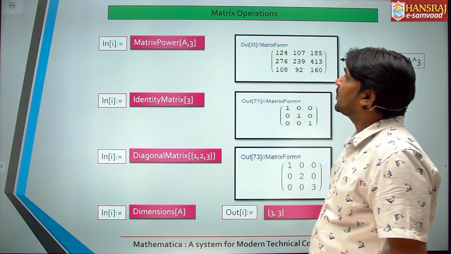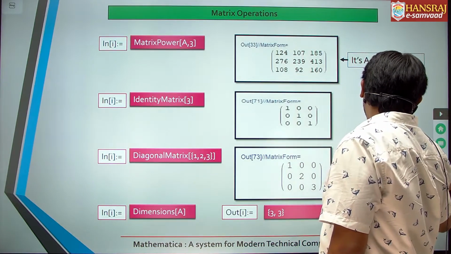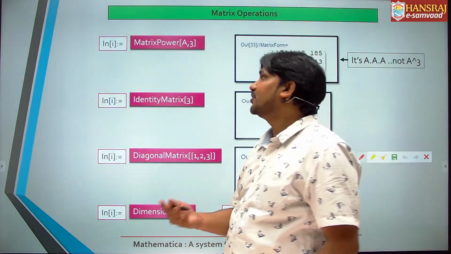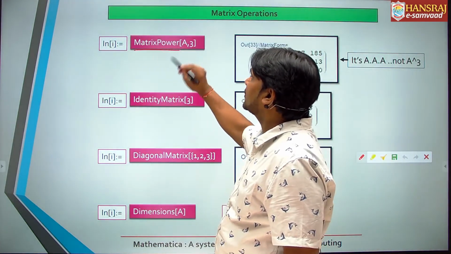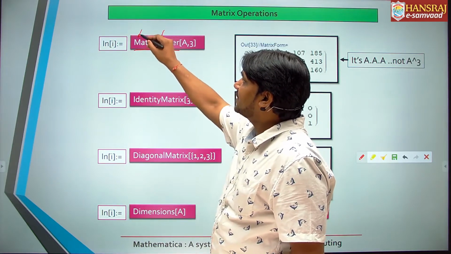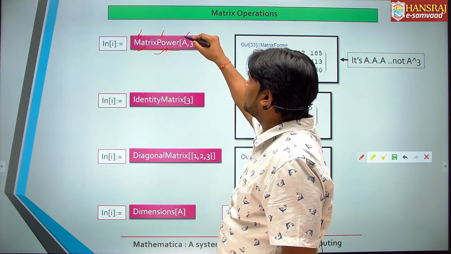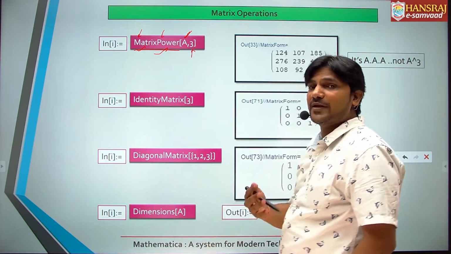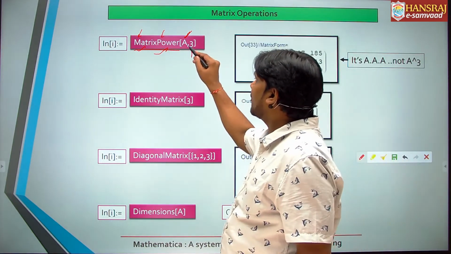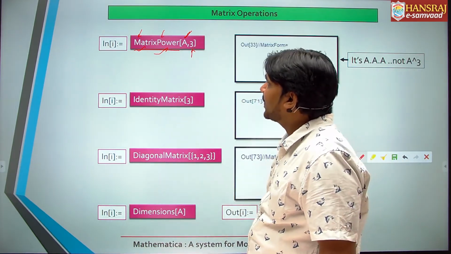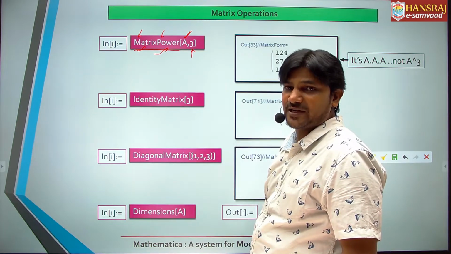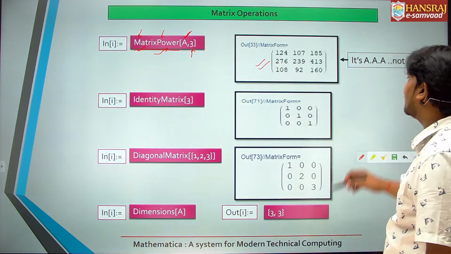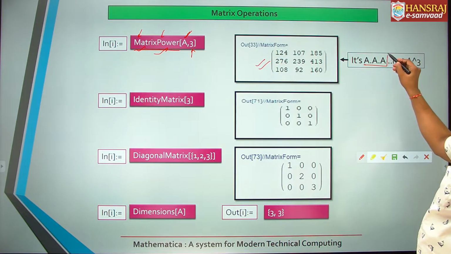Other matrix operations are, for example, matrix power. If you want to find some power of a particular matrix, you can use the built-in function MatrixPower, with P capital and M capital. So MatrixPower of some matrix A, and you have to give the number, how many powers you want to find. So A comma 3 will be the argument for your MatrixPower function, and you will get this output. And also remember, it is A dot A dot A.